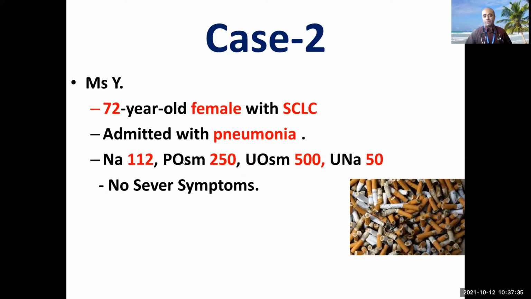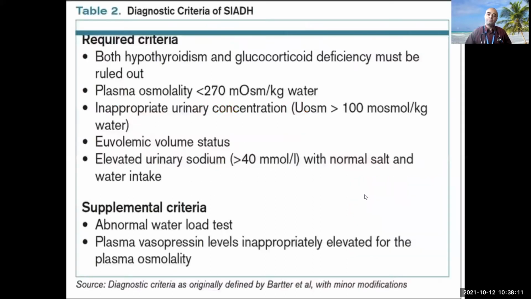Case 2, Mr. Y, a 72 year old female with squamous cell lung carcinoma, admitted with pneumonia, sodium 112, plasma osmolarity 250, urine osmolarity 500, urine sodium 50, with no severe symptoms. Stable patient, just consulting you for hyponatremia. We have hyponatremia, plasma osmolarity less than 270, this is with SIADH; urine osmolarity more than 100, now 500, with SIADH; urine sodium more than 20, it is 50 here, with SIADH.